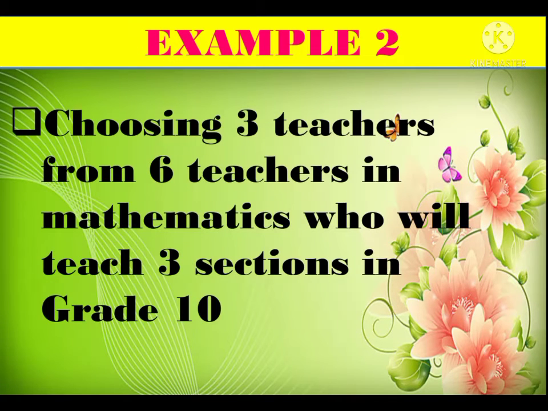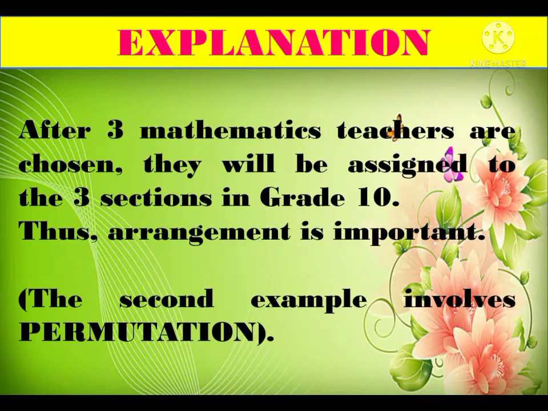Example number 2. Choosing 3 teachers from 6 teachers in mathematics who will teach 3 sections in grade 10. After 3 mathematics teachers are chosen, they will be assigned to the 3 sections in grade 10. Thus, arrangement is important. The second example involves permutation.